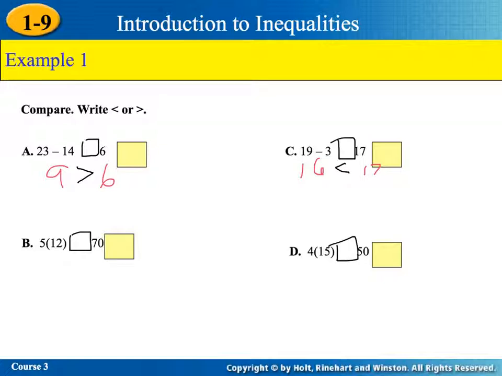5 times 12 and 70 on the other side. We're comparing. 5 times 12 is 60. And on the right side, we have 70. 60 and 70. Which one's bigger? 70 is bigger, which means our answer is less than. Last but not least, we have 4 times 15, which is, hey, look at that, another 60. This time we have 60 and 50. Which one is larger? 60 is larger, which means we have a greater than symbol. So it goes greater than, less than, greater than. Done.